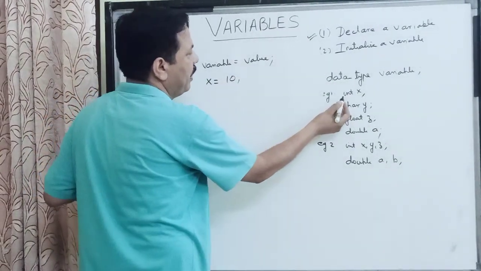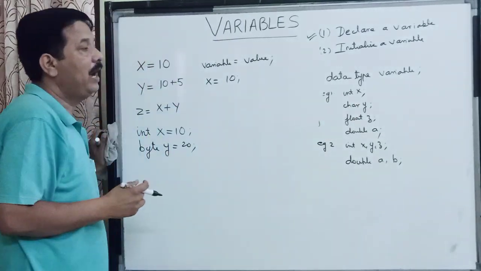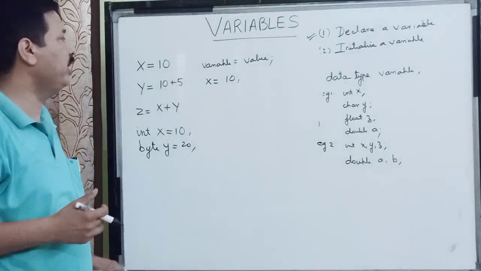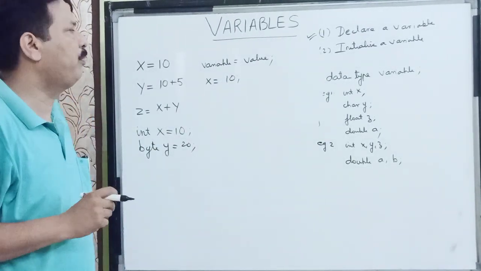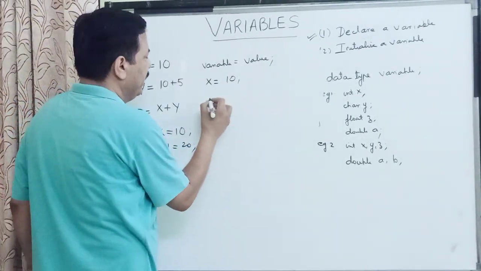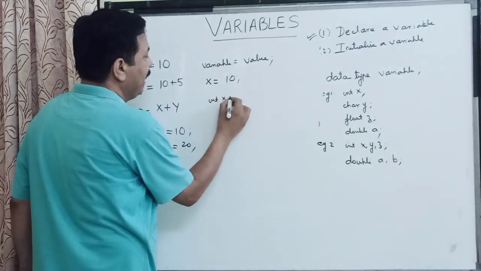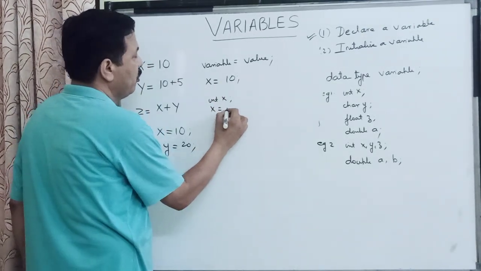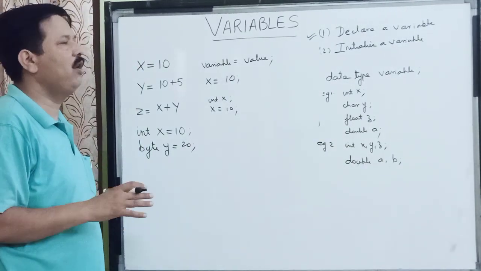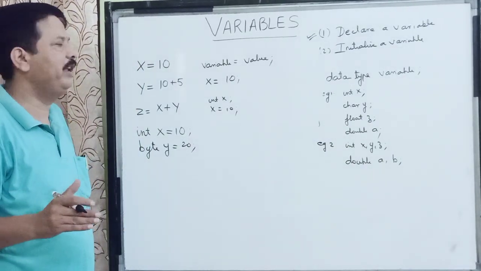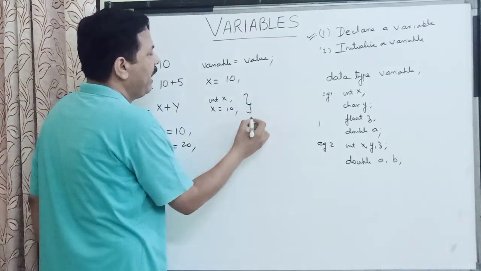So this is the first step I do, int x, that is declaration, and here I am saying x is equal to 10. So this is a two-step process. So if we see what I have done, int x, this is declaration, and x is equal to 10, this is initialization.